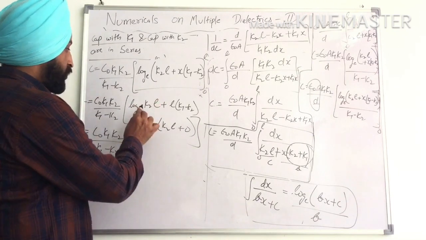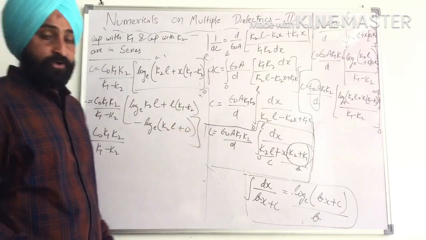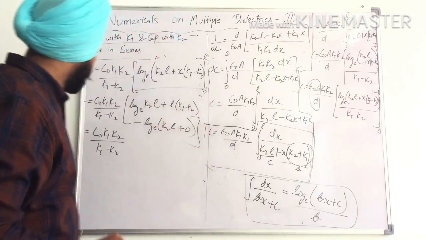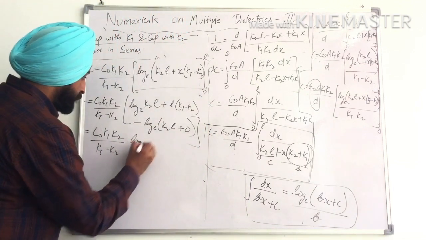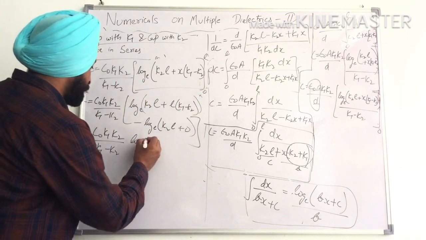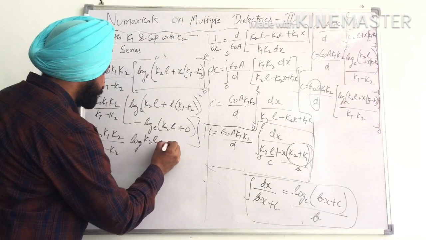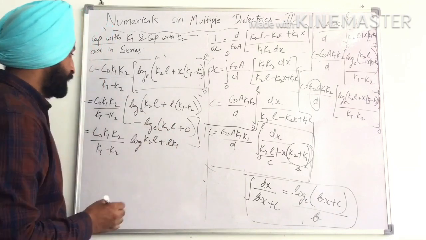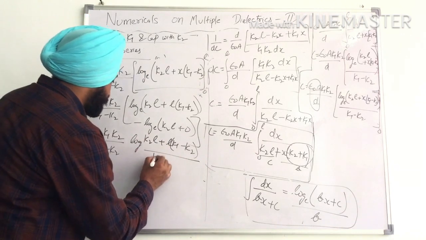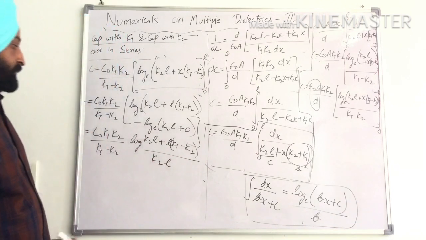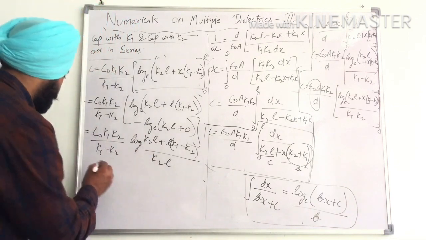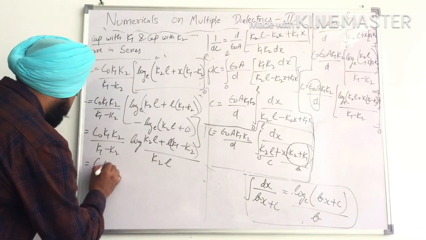Now this is log A minus log B, and we know the formula of log A minus log B is equal to log A by B. So I will be writing it as log A by B. What is A? A is this. This is A divided by B. So this is log A by B. Further we can make some simplifications.